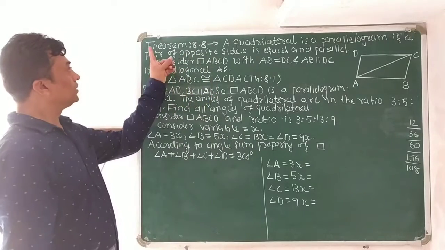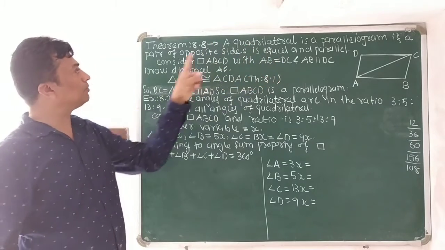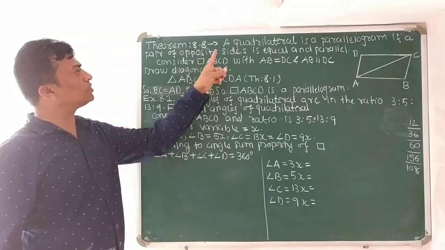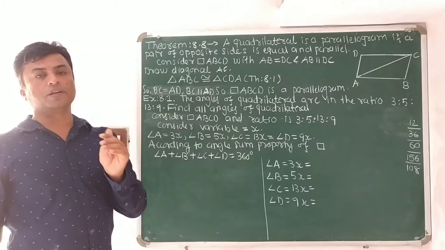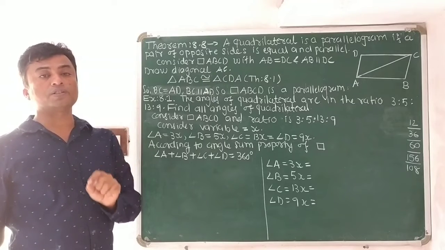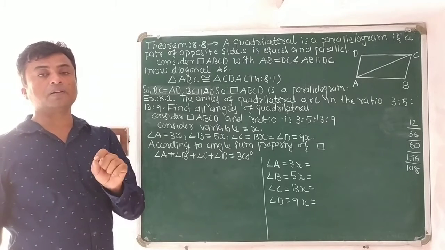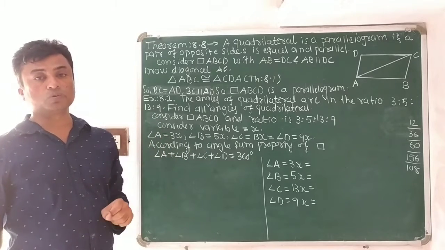So see children, theorem 8.8. A quadrilateral is a parallelogram if a pair of opposite sides is equal and parallel. If a quadrilateral is given to you and one pair of opposite sides is equal and parallel, then the given quadrilateral is a parallelogram, that we have to prove.